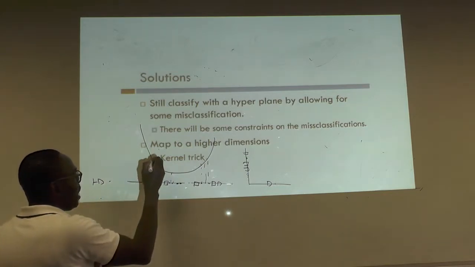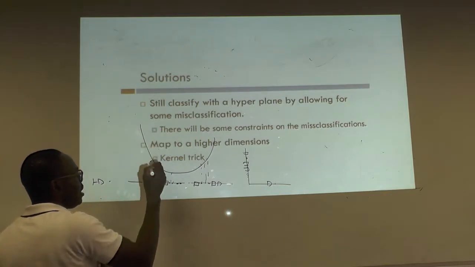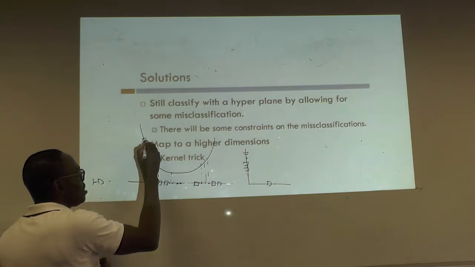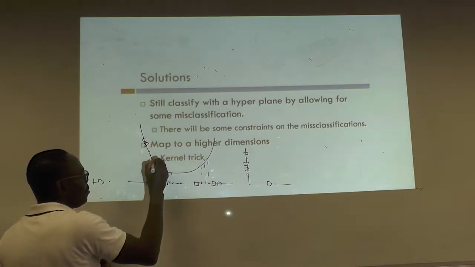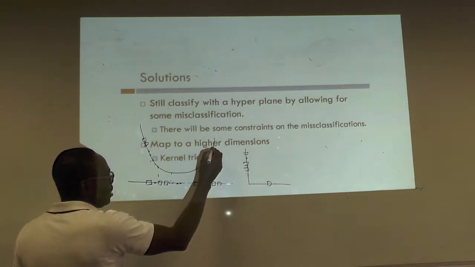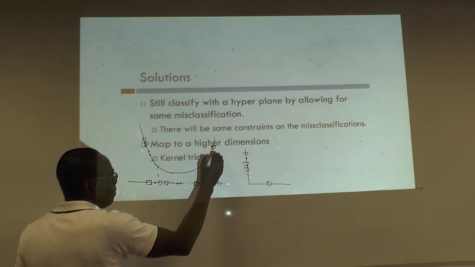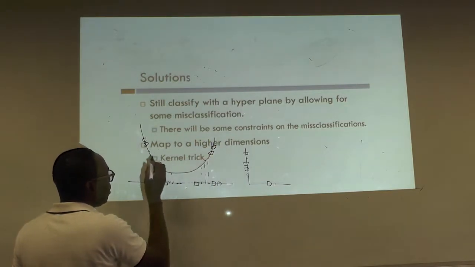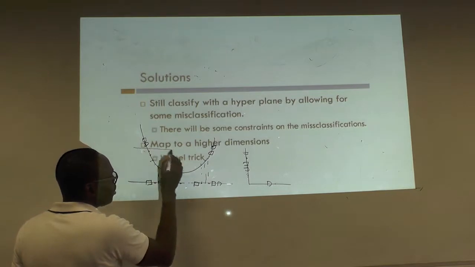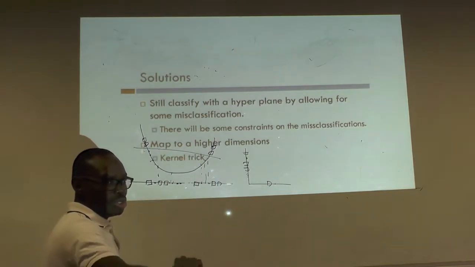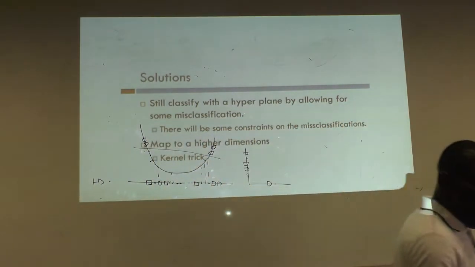At the end of the day, you'll be able to see the separator. Let's say we map that, we have that, let's say we have another one here, we have another one there, then we have the separator. We'll be able to draw a separator line that will be able to separate the two of them.